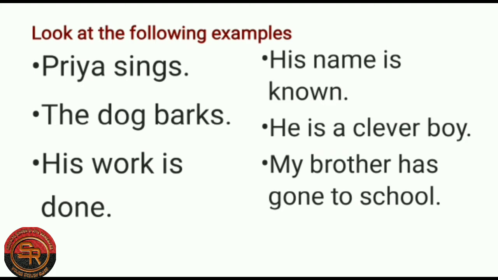In each of the sentences, we are talking about a particular person or animal or place or thing. The first part in every sentence denotes about whom or which something is said. These are called the subjects. And the second part denotes what is said about the subjects. They are called the predicate. So let's look now.